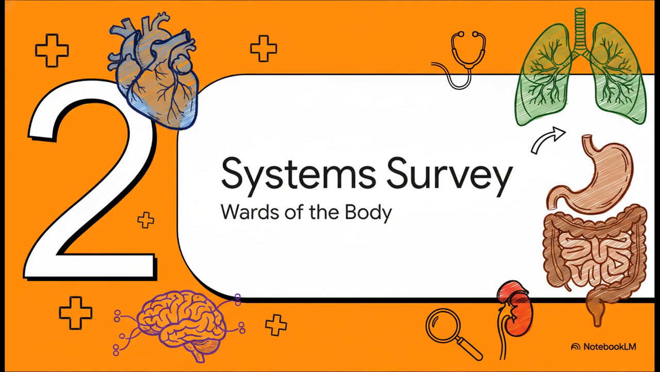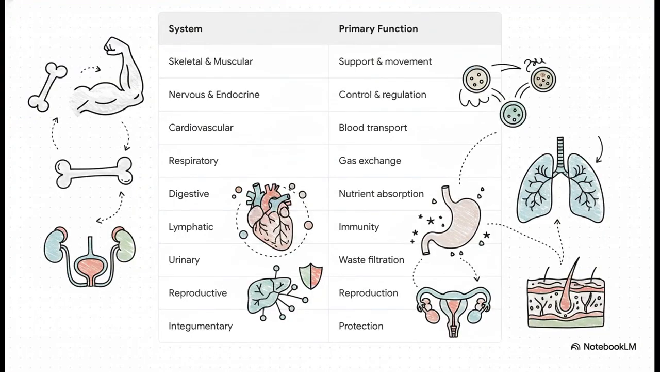Moving right along to Section 2, a survey of the organ systems. I want you to think of this as taking your first clinical rounds through the different wards of the body. The organism you'll be treating is divided into 11 totally interconnected systems. We've got the skeletal for support, muscular for movement, and nervous for control. The cardiovascular system transports, respiratory handles gas exchange, digestive absorbs nutrients, and endocrine regulates everything.